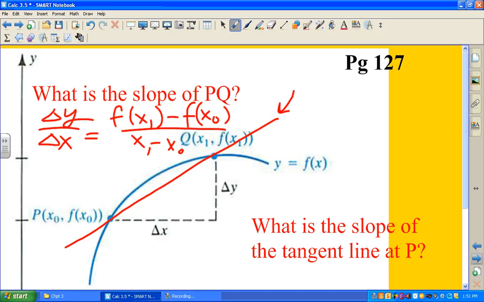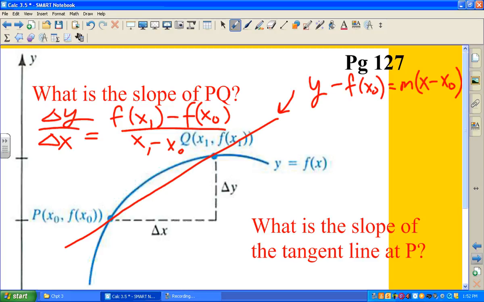The equation of this line. We said the equation of this line is also y minus f of x sub 0 equals m times x minus x sub 0. That's the equation of the line. It contains this point. That's the point slope formula we used last week. So, what is the slope of the line tangent at P? How do you find the slope of a tangent line?